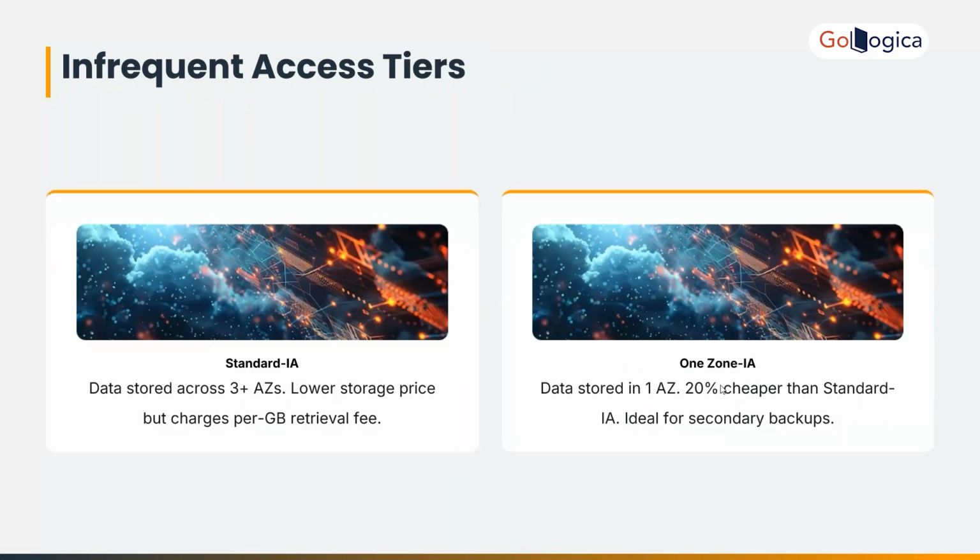For the infrequent access tier, we have Standard Infrequent Access, where data is stored across three plus availability zones. It has a lower storage price definitely, but charges a per GB retrieval fee.